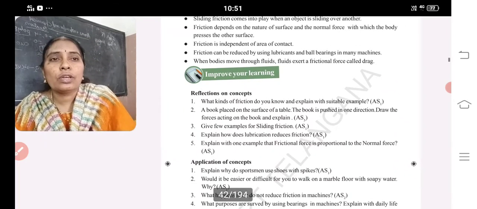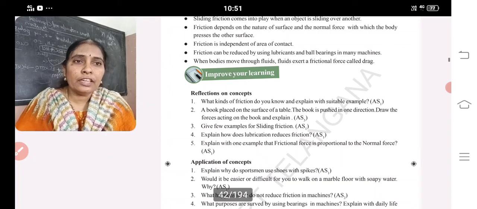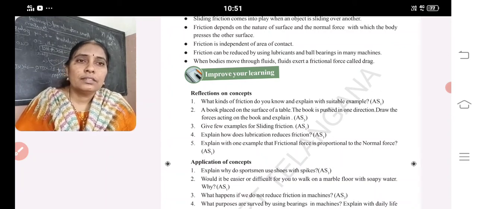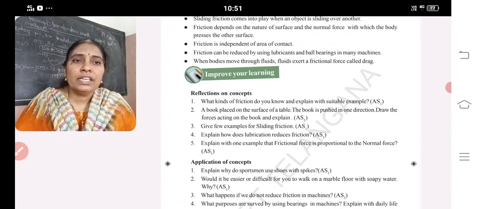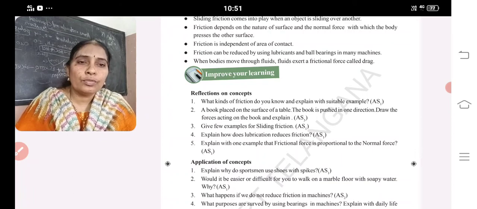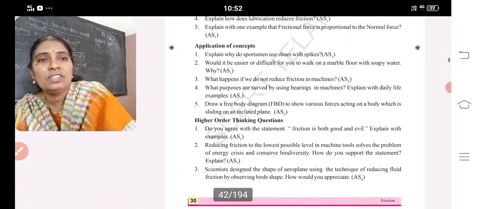Now let me talk about the question answers. What kinds of friction do you know? Explain with suitable examples. That answer is important, underline it. Give a few examples of sliding friction. Explain how lubricants reduce friction. Explain why sportsmen use shoes with spikes. Would it be easier or more difficult to walk on a marble floor with soapy water? What happens if we do not reduce friction in machines? What purpose is served by ball bearings in machines?